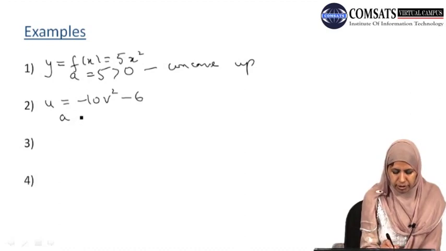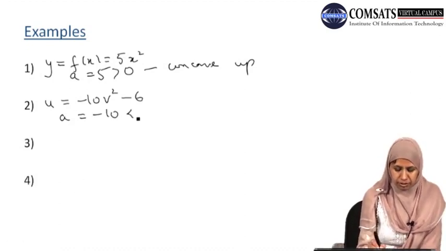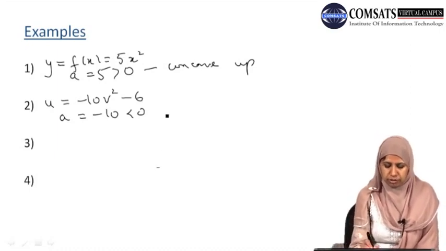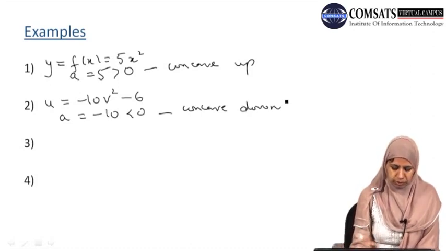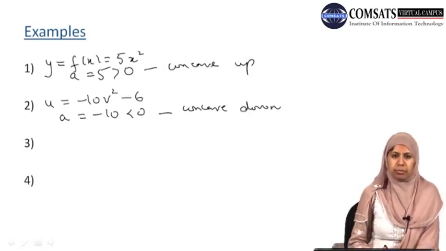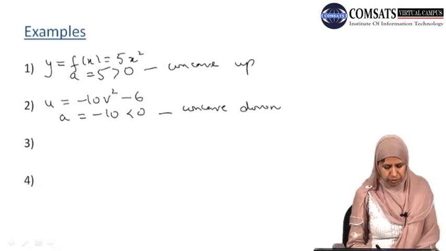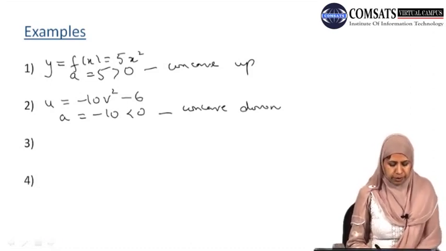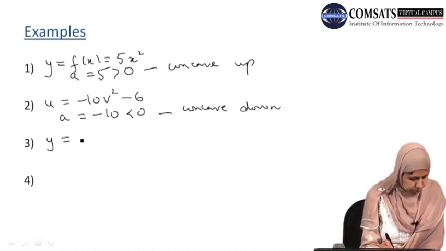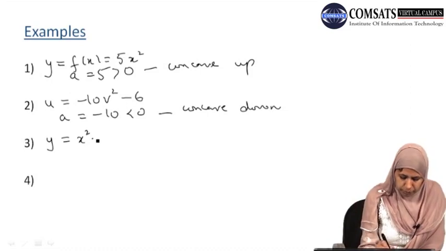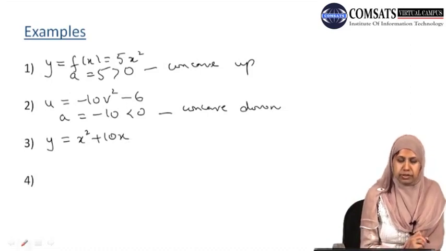Second example was u is equal to minus 10v square minus 6. What is a here? A is equal to minus 10, which is negative. So in this case the graph will be concave down. Okay. The next example of a quadratic function which we identified in our previous examples was y is equal to, it is the third example, x square plus 10x.